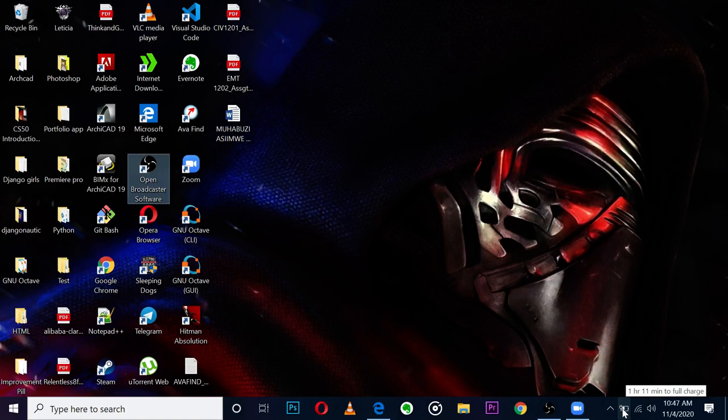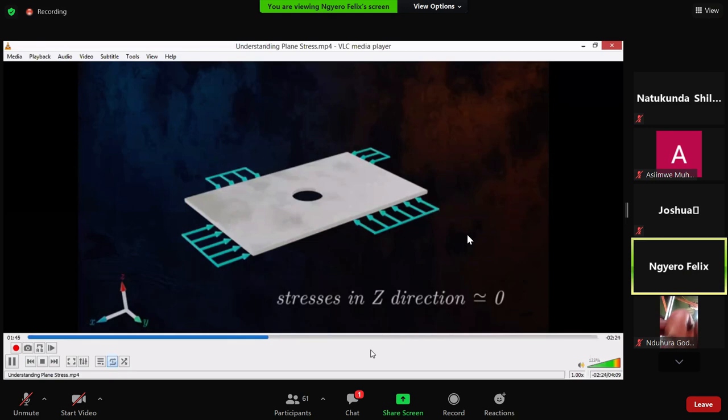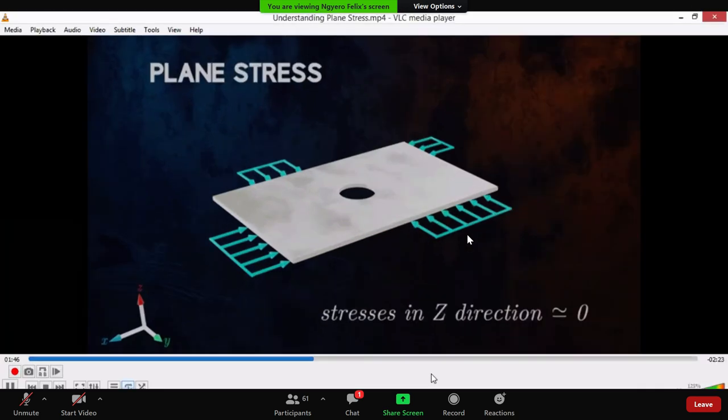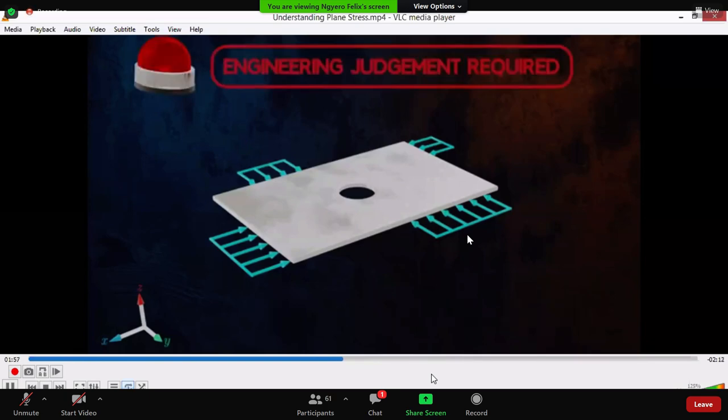And because this plate is very thin, there can't be much variation in stress through the plate thickness, meaning that the stresses in the Z direction will be close to zero all the way through the plate. Because the only non-zero stresses are acting in the XY plane, the condition of plane stress applies. Of course, in reality, the stresses in the Z direction are unlikely to be exactly zero. Deciding whether a plane stress condition is applicable will always require a degree of engineering judgment.